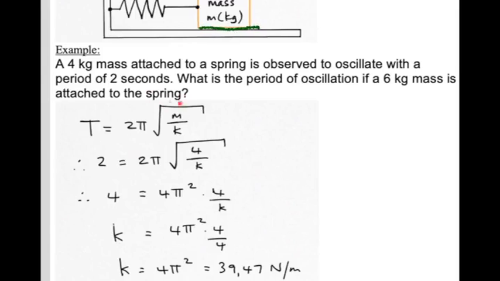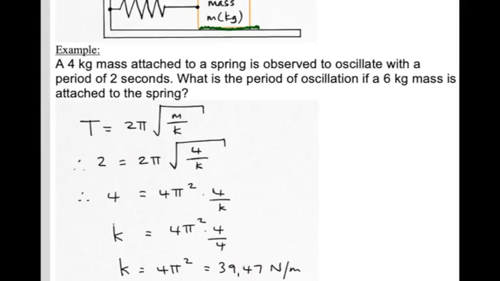Okay, so let's forget that part first and just start with the first bit. Periodic time is 2 pi square root m over k. Periodic time, we were told, was 2 seconds initially, equals 2 pi square root 4 kilograms, the mass we had initially, over k. So we can solve for k and deduce that the stiffness of this particular spring is 39.47 newtons per meter.